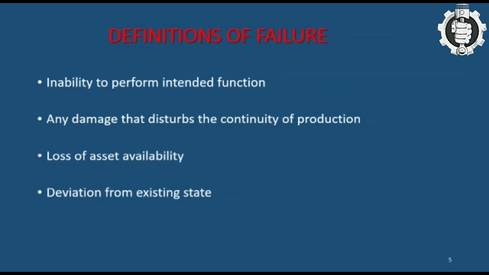Next one is the deviation from existing state. If the tool post is slightly bent, that's an example. Next one is not meeting the target expectation. If the lathe is working at about 100 pieces per hour, and it meets only about 90 pieces, then there is a loss of 10 pieces.